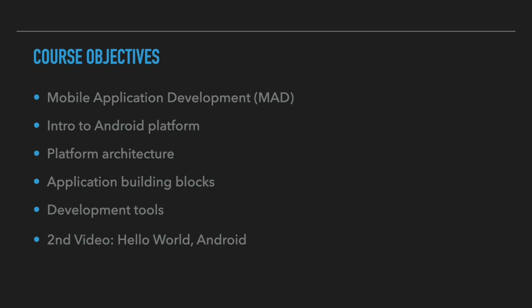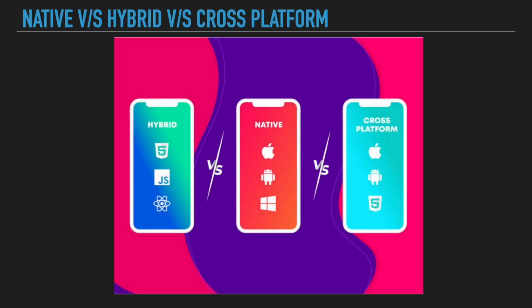Now let's see different types of platforms on which we can create applications. Basically, there are three types of platforms. There's always a confusion that there are two types, but actually there are three: one is native, the second is hybrid, and the third is cross platform. All three platforms are in use in the real world.